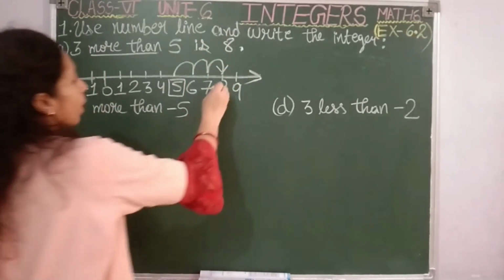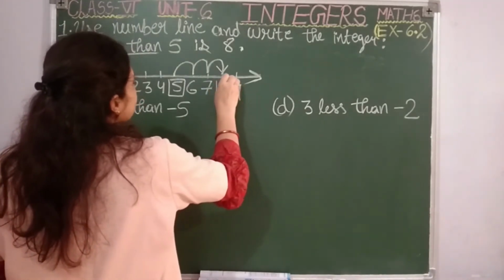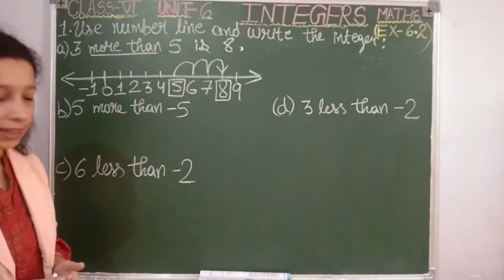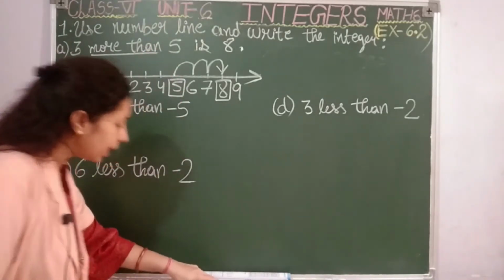Clear? And mark this also. So we have started from 5, we have reached at 8. So 3 more than 5 is 8. Clear? Then next question, let us see.